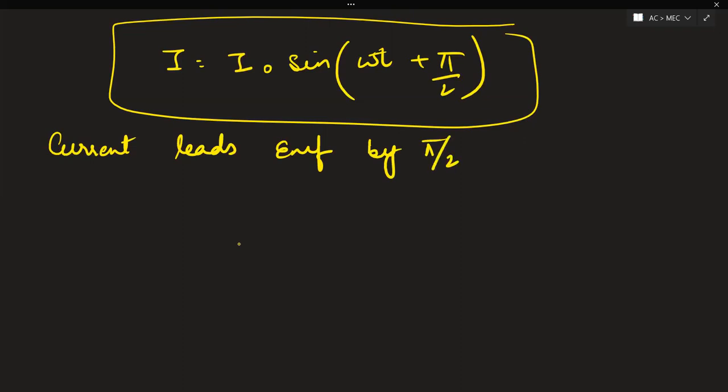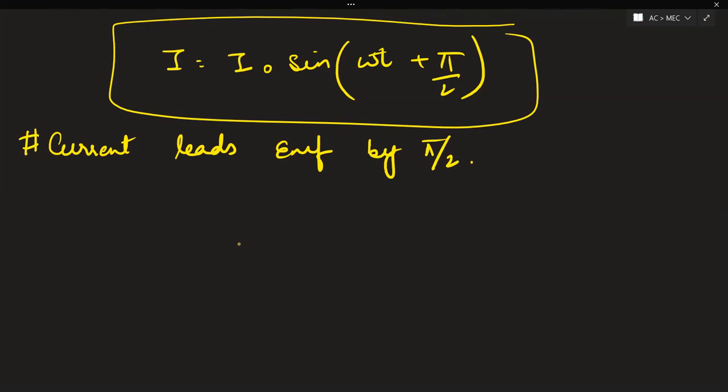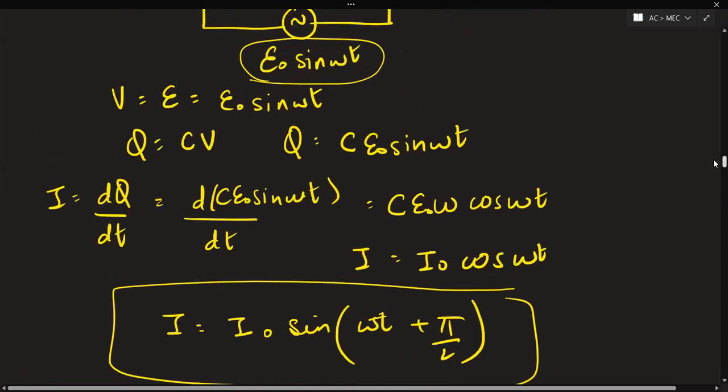Current leads EMF by pi by 2, or 90 degrees. And current lags behind EMF by 90 degrees in the case of a circuit containing only an inductor. Current leads EMF by pi by 2 in circuits containing only a capacitor. Now, one more thing. This is one of the conclusions that you can derive. But one more thing from here.